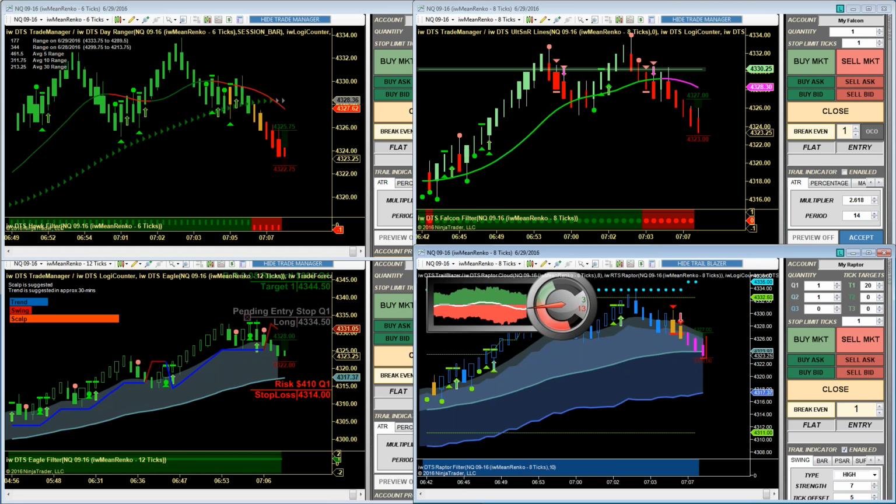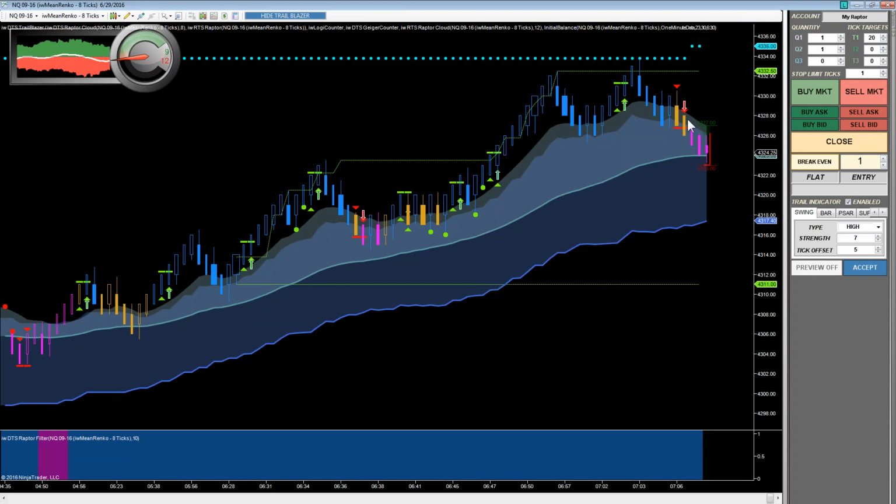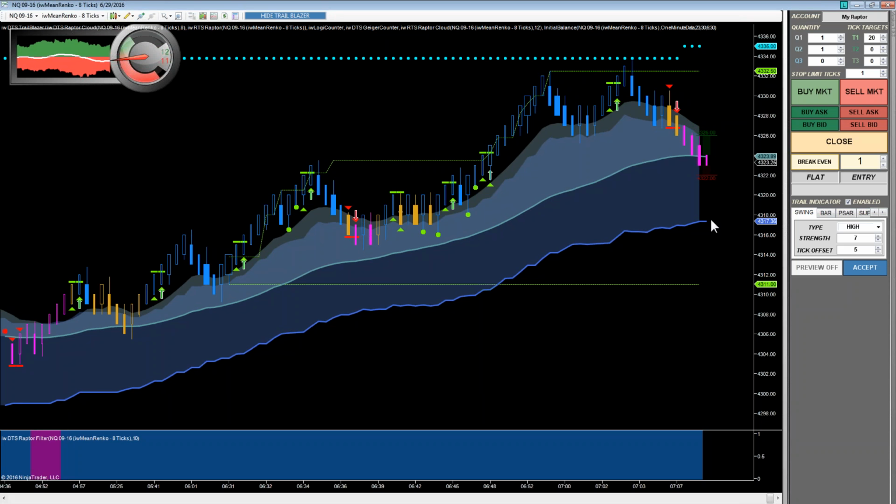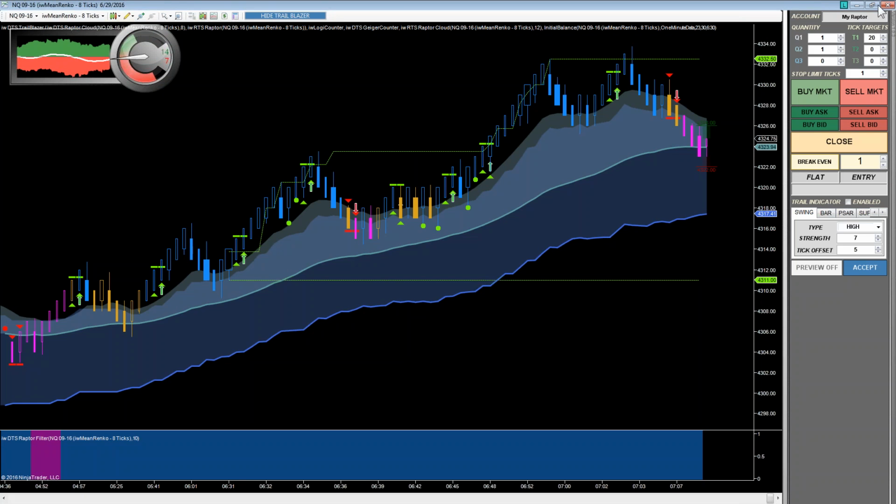Oh, nuts. Missed the soft edge sell signal. That was right here. That was the signal I was waiting for. Target is the hard edge. So we would anticipate the market to retreat here to the hard edge. That's on the Raptor. Come on down. All right, well, we'll wait for our second chance to get into there.